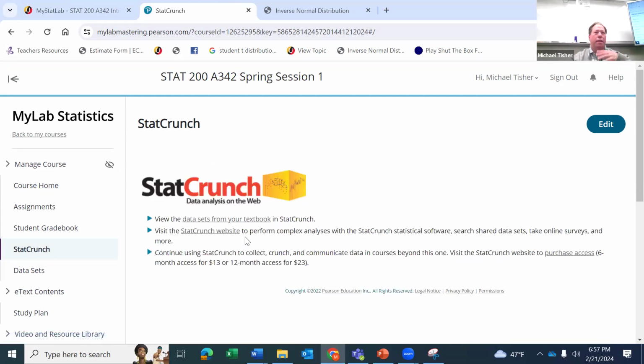And to get to the data site, when you get to this window right here, choose data sets from your textbook. Okay, so data sets from your textbook, right? Are we there yet? Oh, you got there.